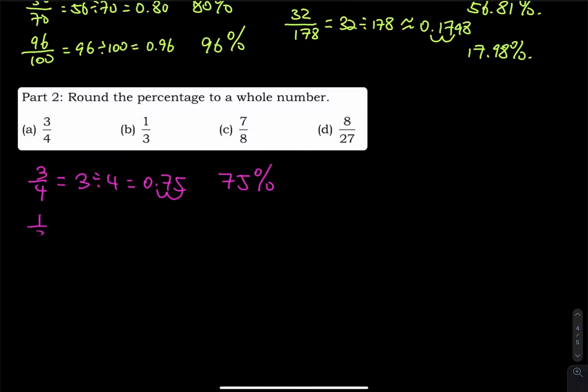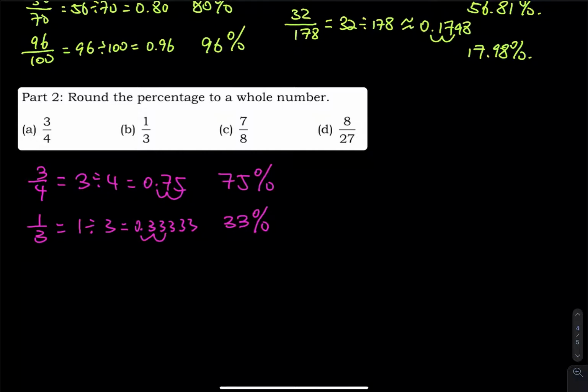The next one is 1 over 3. 1 divided by 3, so this is 0 point a bunch of 3s, right? So you move the decimal point 2 steps, you should have 33.3333%. But since you want a whole number, then you just keep 33%.